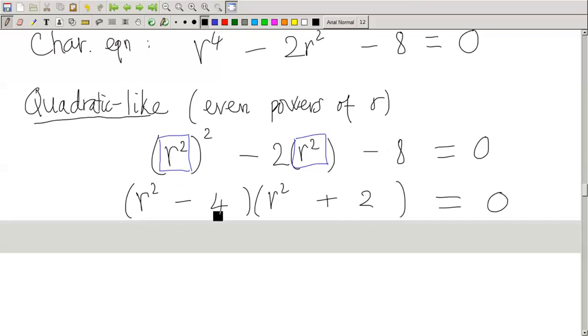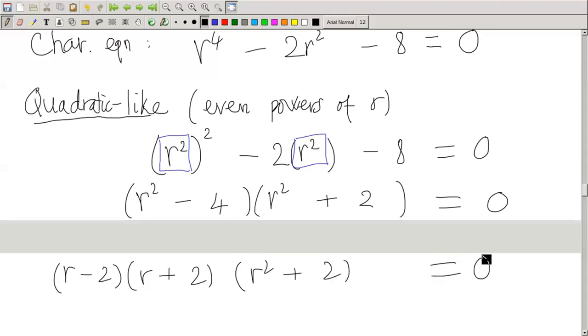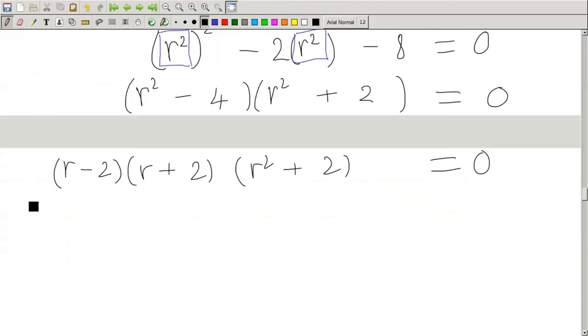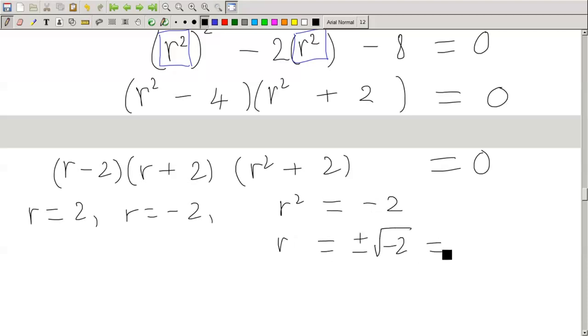We could factor this further to have r minus 2, r plus 2, and then r squared plus 2, we can't factor anymore. We get r equal to 2, r equal to negative 2, and here r squared equal to negative 2, we need to take square root, plus or minus square root of negative 2, which gives us i. So plus or minus square root of 2 times i.